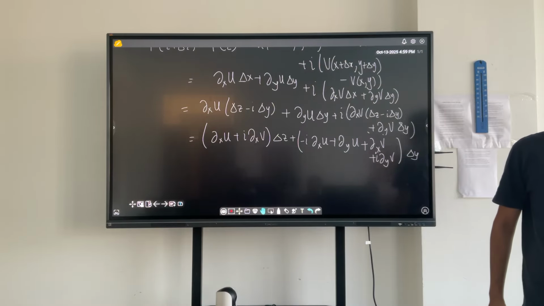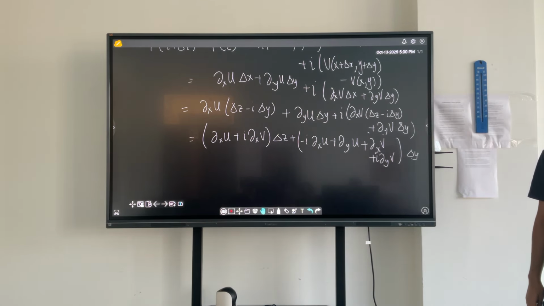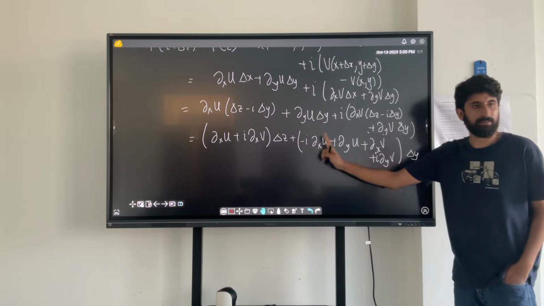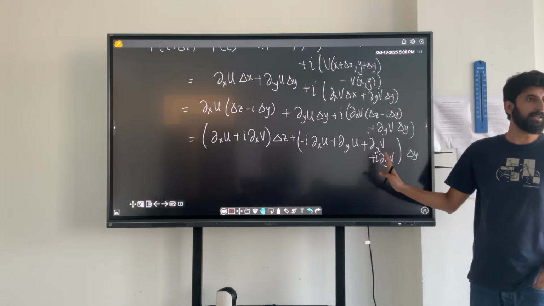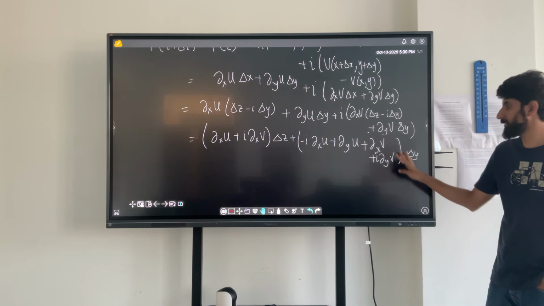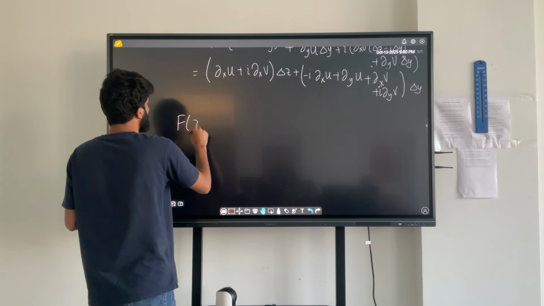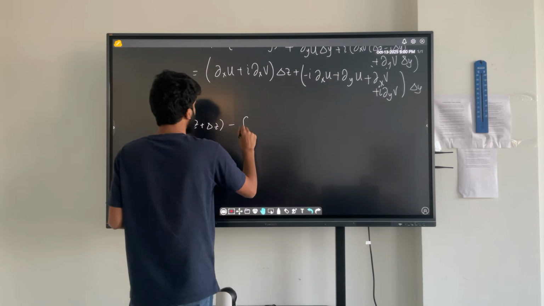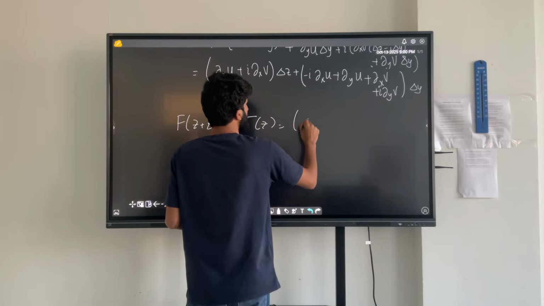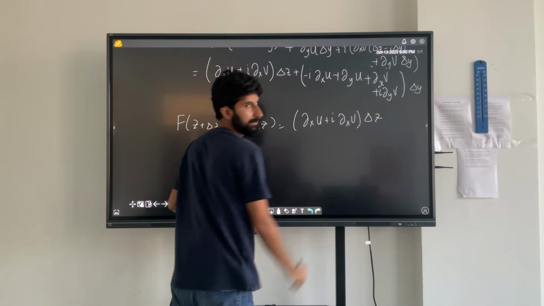You don't need to talk about direction when this whole thing is zero. Let's say for a second that u and v are such that this term is 0. It could be 0, or it may not be, but for now I assume this whole thing is 0. See what I get: f of z plus delta z minus f of z is del x u plus i del x v times delta z.